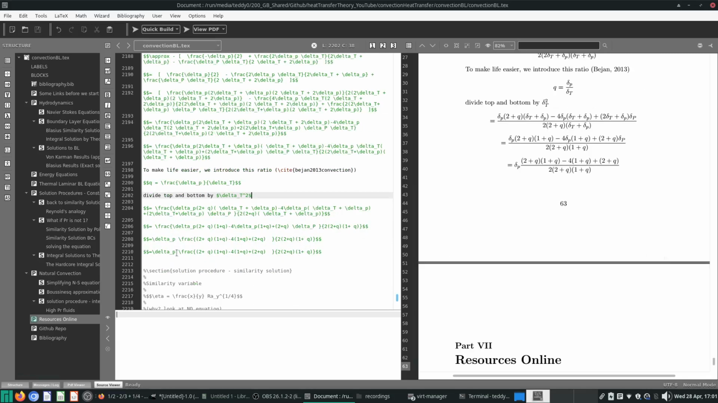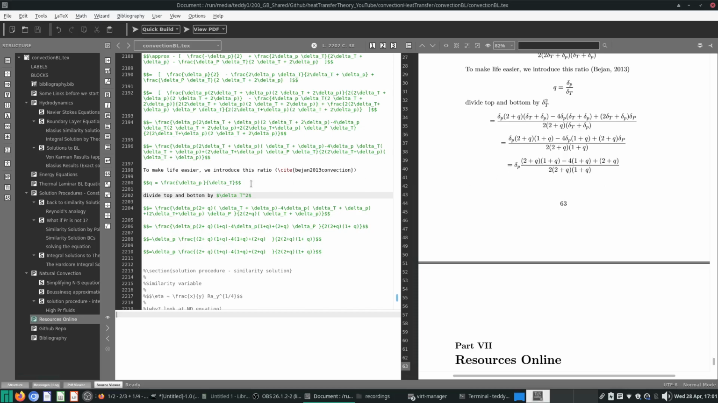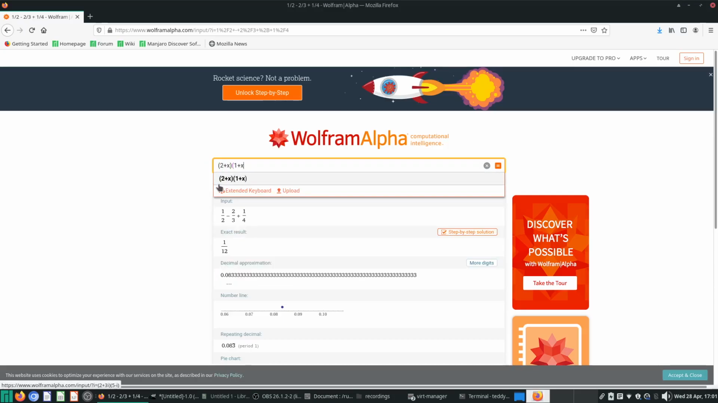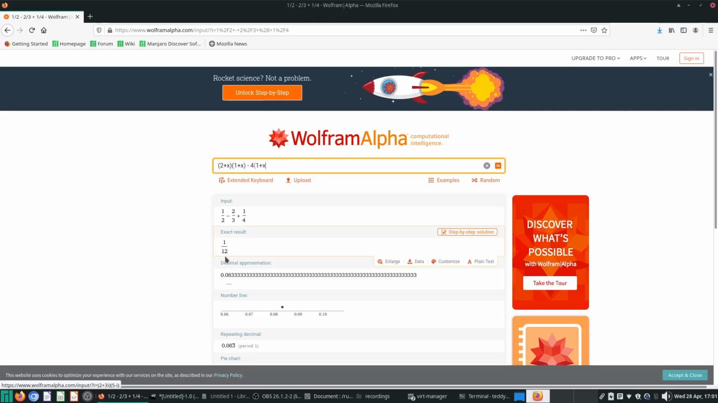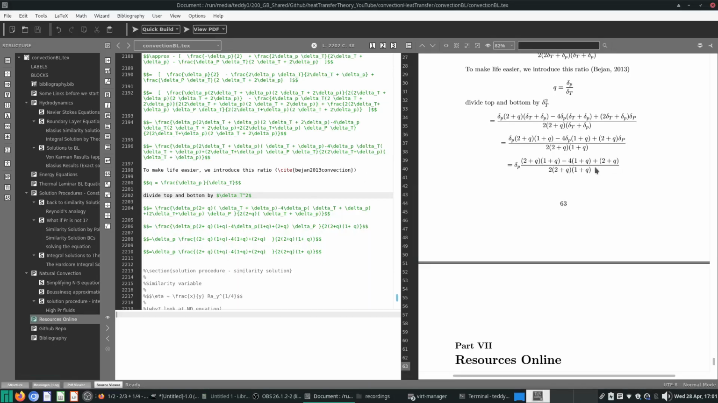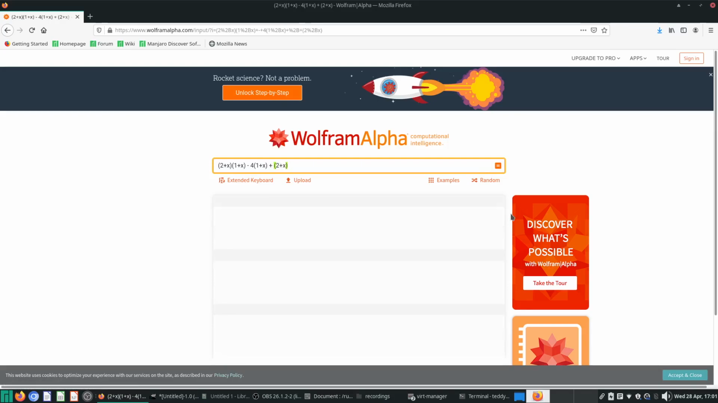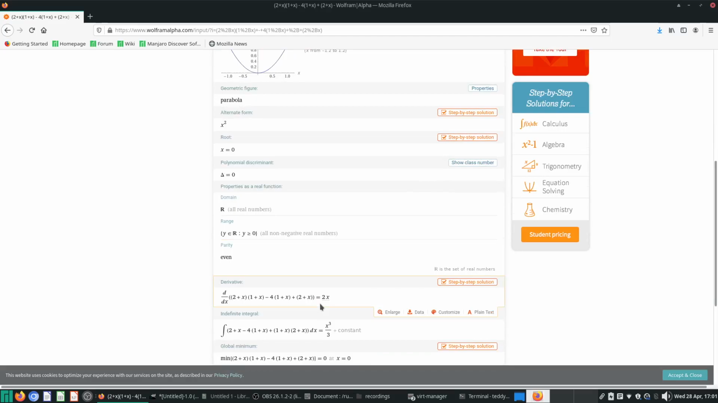So let's do some multiplication. Or you know what? Let's just let Wolfram do everything. 2 plus x, 1 plus x minus 4, 1 plus x plus 2 plus x plus 2 plus x. Okay, let Wolfram do everything because I don't want to do any more work.